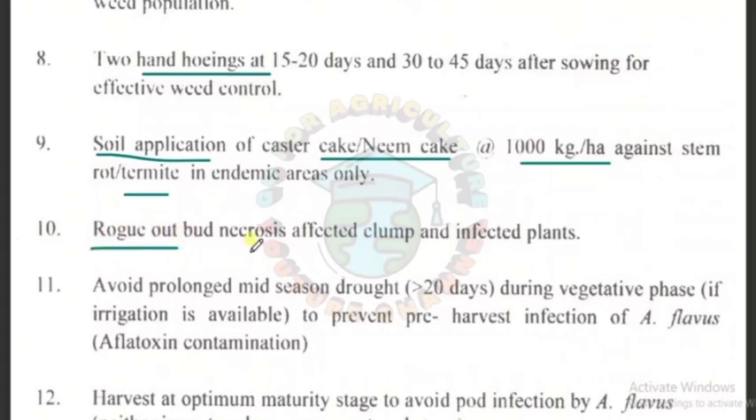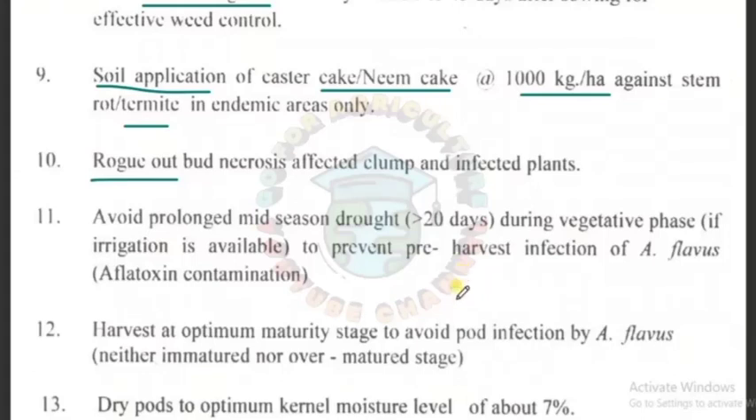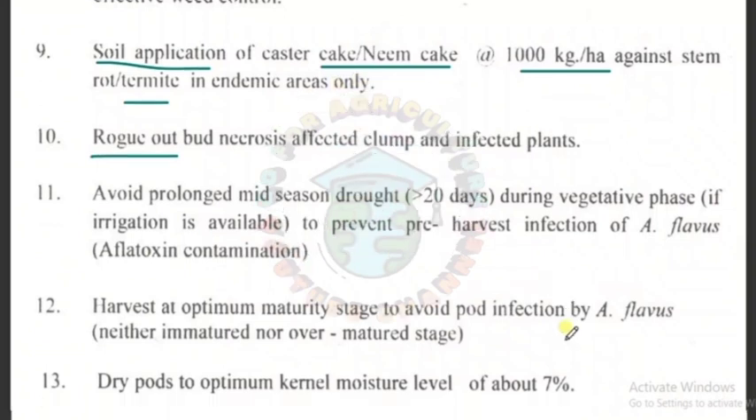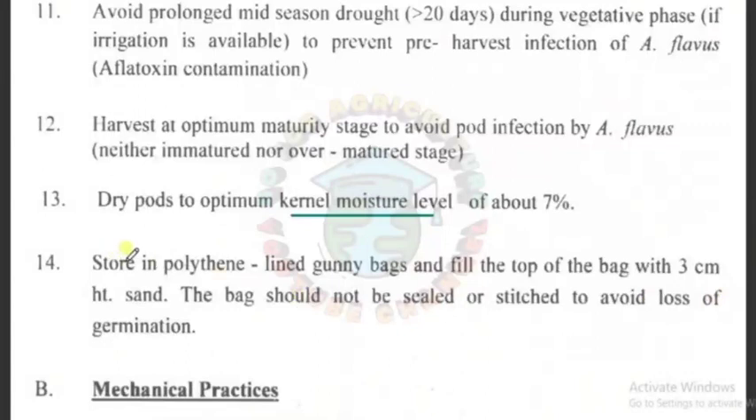And also rogue out the infected plants. Also make sure the harvesting time is at the good maturity stage. See, from stage 1 to the last, every management strategy should be proper. Everything should be taken care of very properly. And also we should make sure the kernel moisture level is proper.